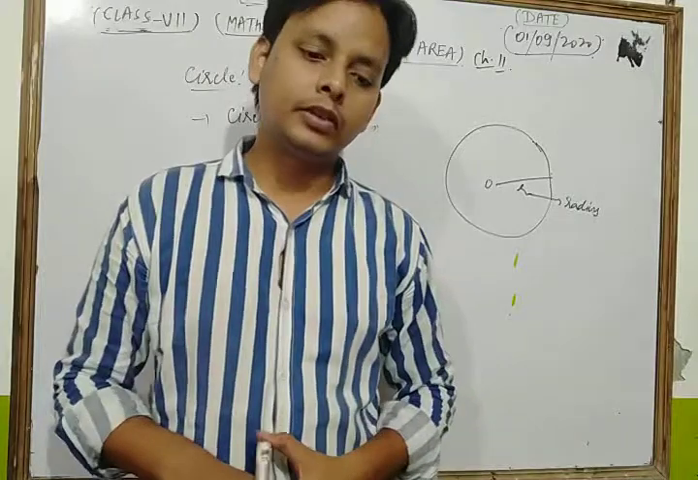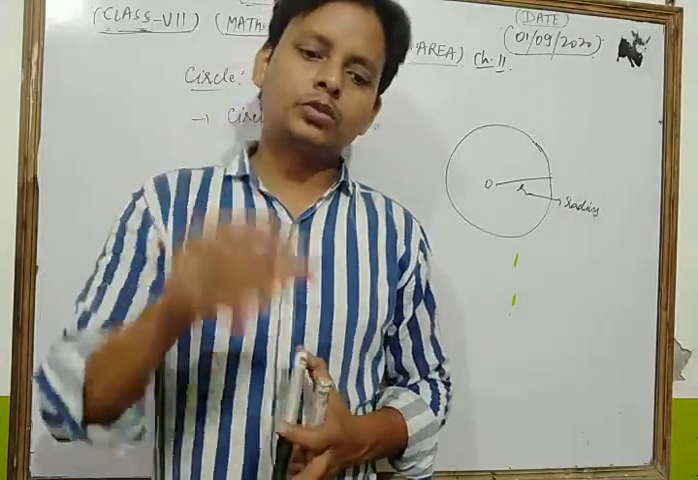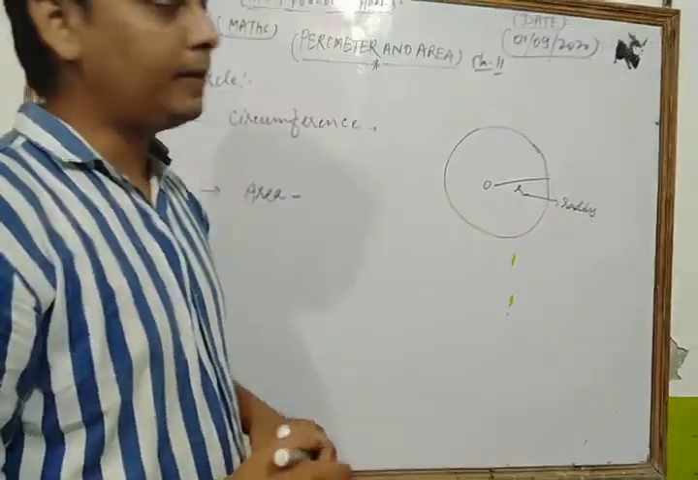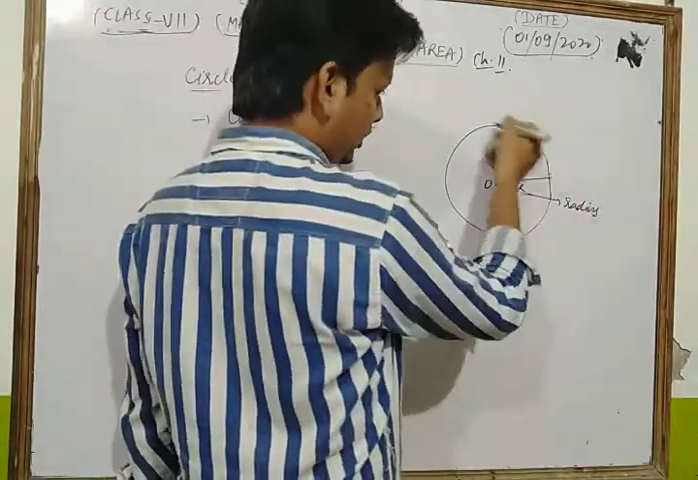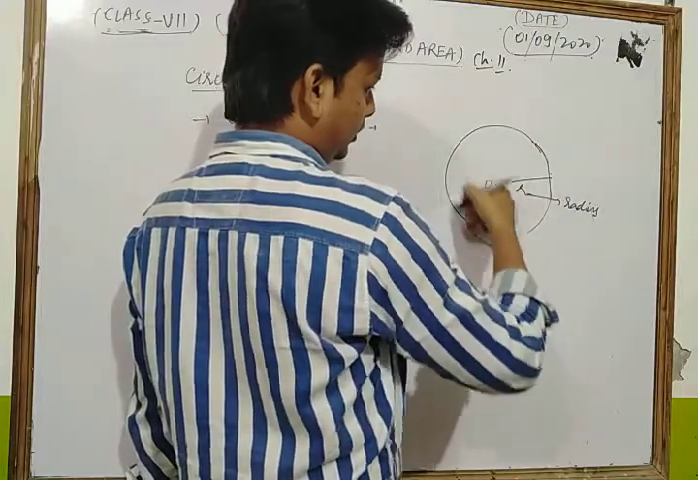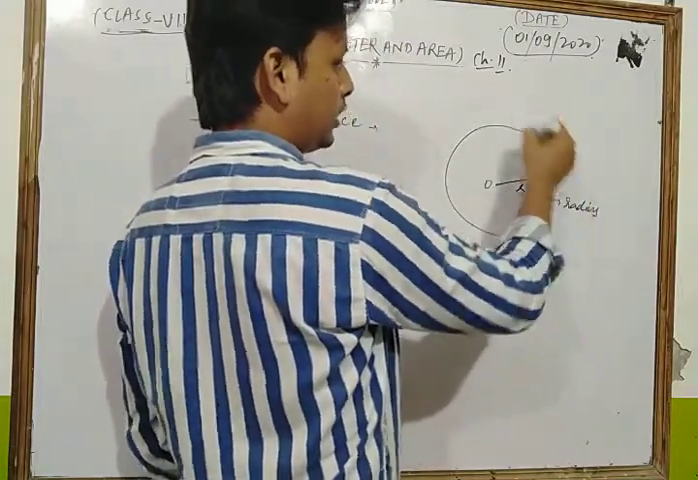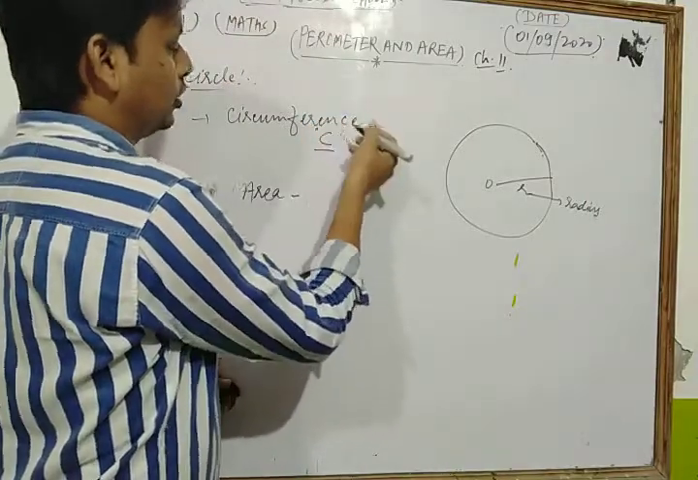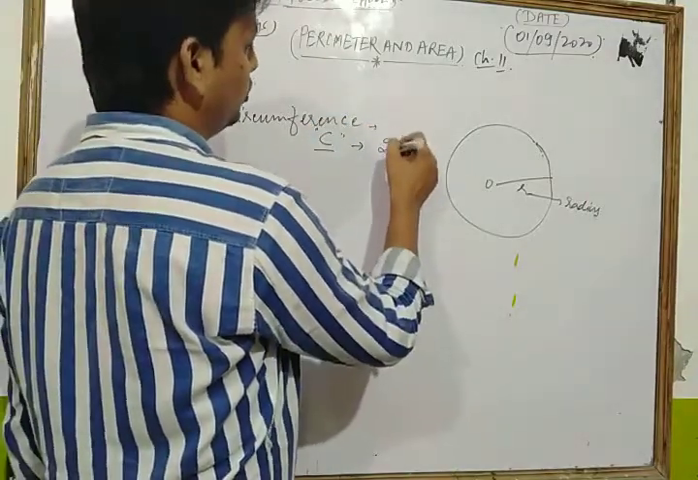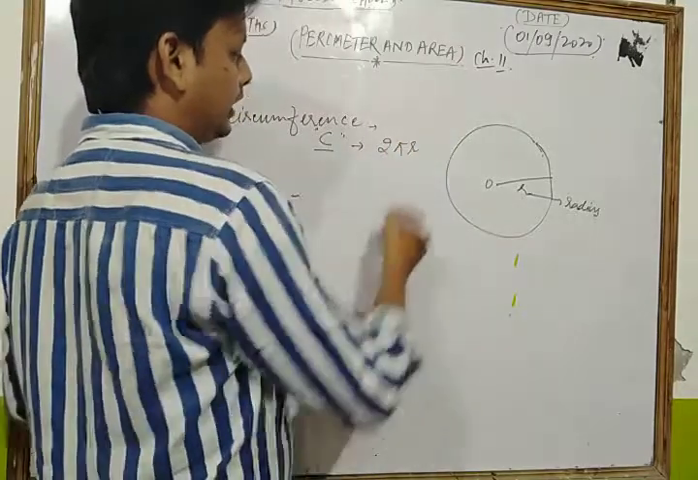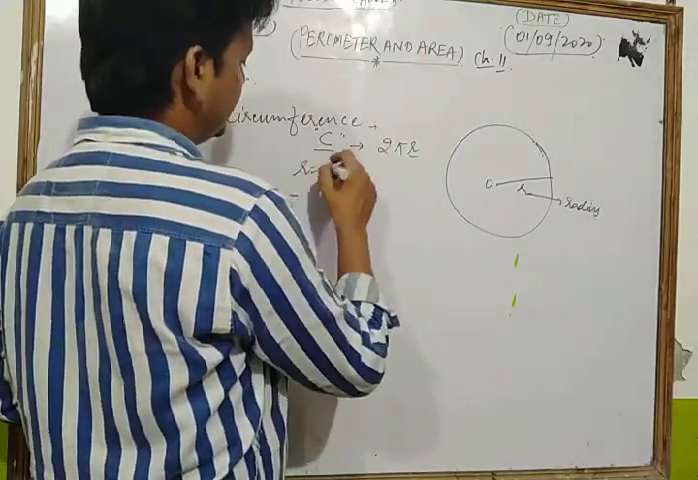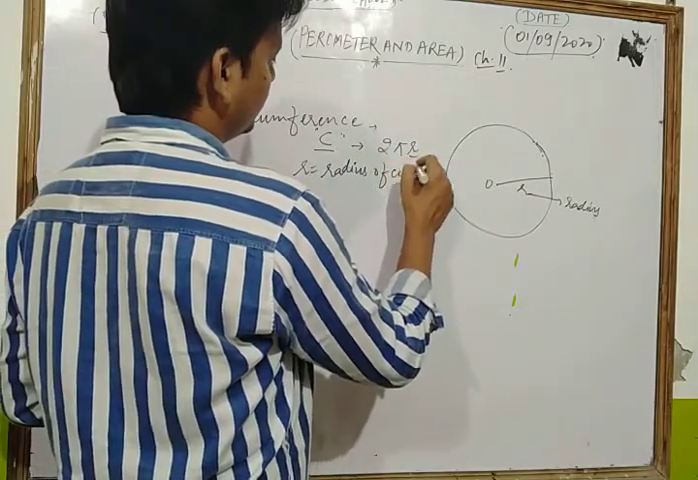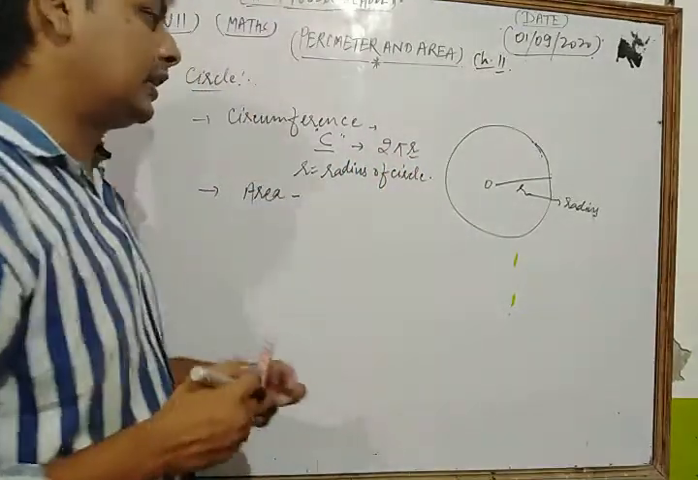Dear students, what is the circumference? The distance around a circular region, the outer boundary of the circle. The total distance around the circle is known as circumference, and it is denoted by the letter C. The circumference of a circle is equal to 2 pi r. Here r is the radius of the circle. So it is clear, dear students.